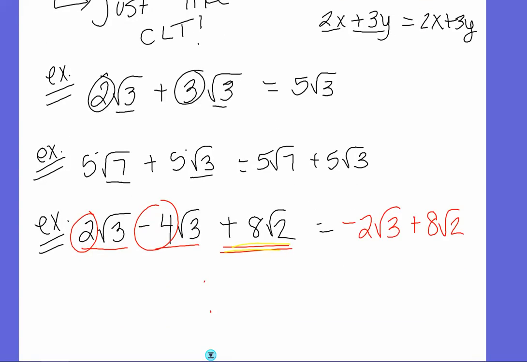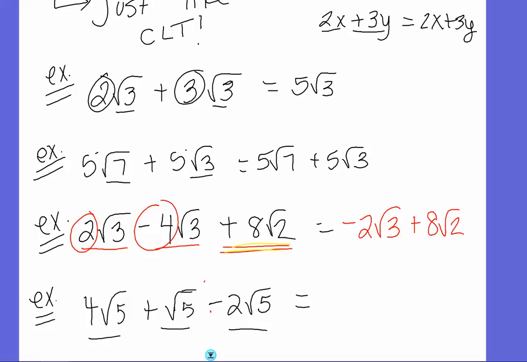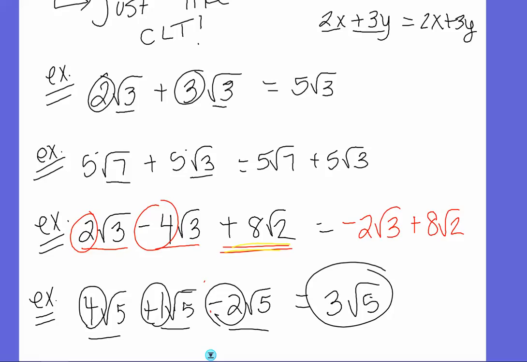So if we try one more, if I have 4 rad 5 plus rad 5 minus 2 rad 5, what would that equal? Well, I'm allowed to add these three together because they all have the same radical. But notice this radical right there does not have a number in front of it. So what number is hiding? A 1. So now I'm going to add my coefficients. 4 plus 1 is 5. 5 and negative 2 make 3. So I have 3 rad 5. That would be my answer.